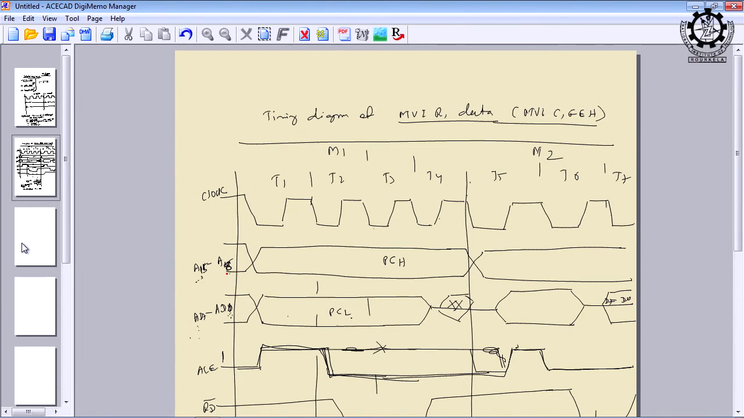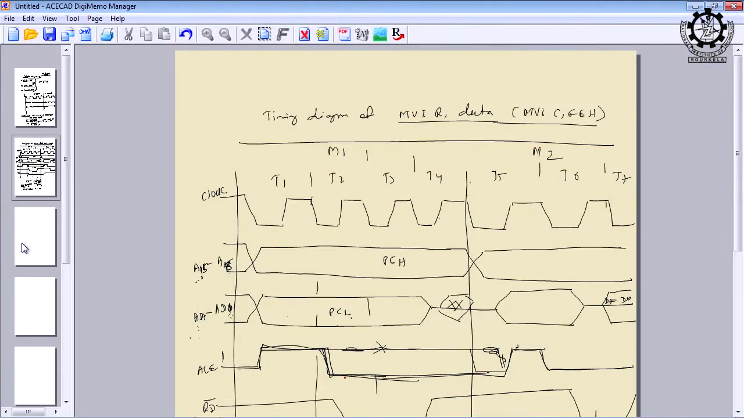Multiplexing comes from AD0 to AD7. Therefore, for 1 clock period it holds the address referring to the memory location along with A8 to A15, because unless you get 16 bits you cannot identify the location, and in the next 3 clock periods it will be holding the data. Data means what data? XX, that will be made available in the data bus. Is it okay?